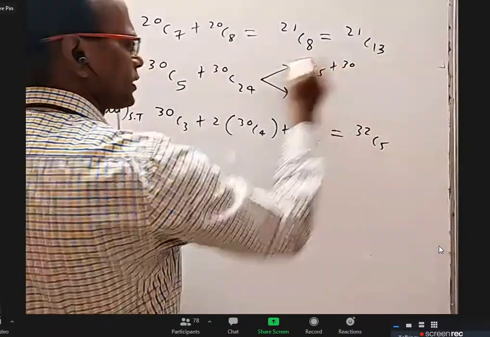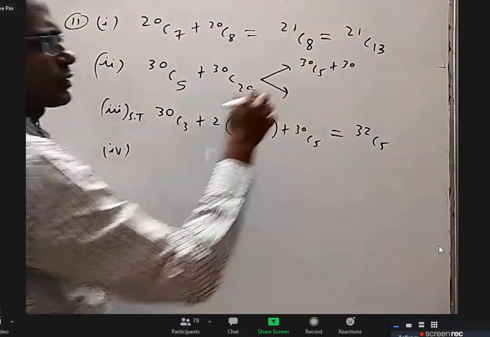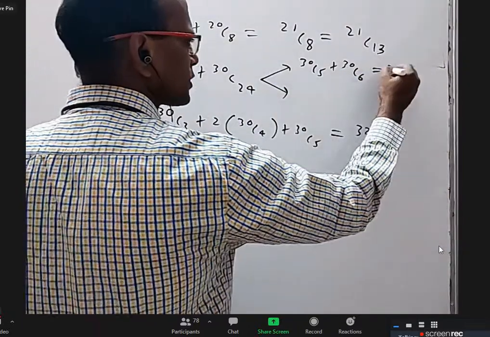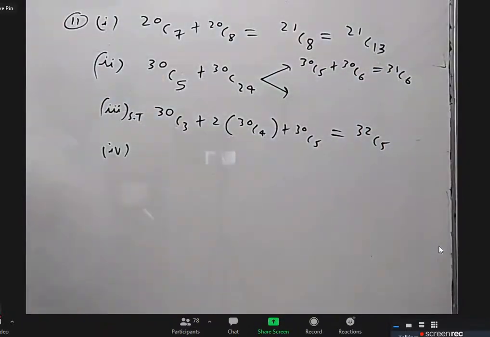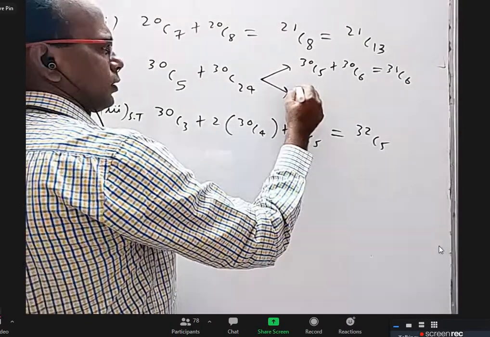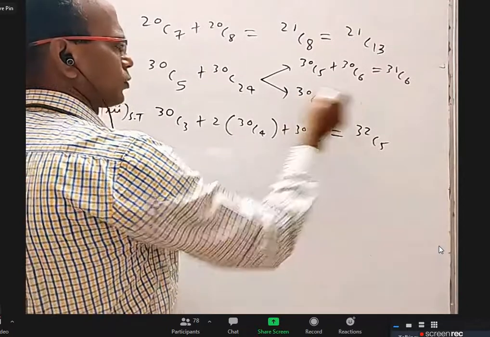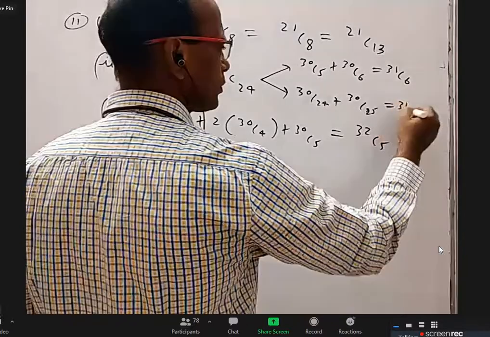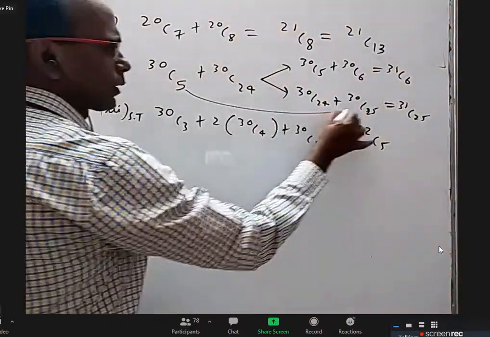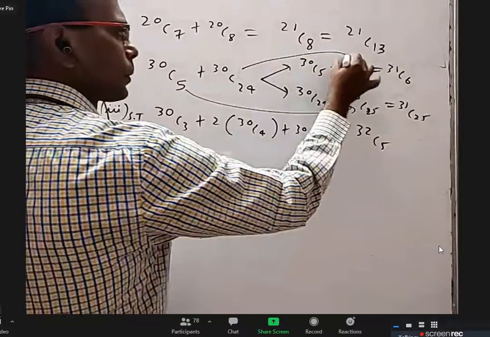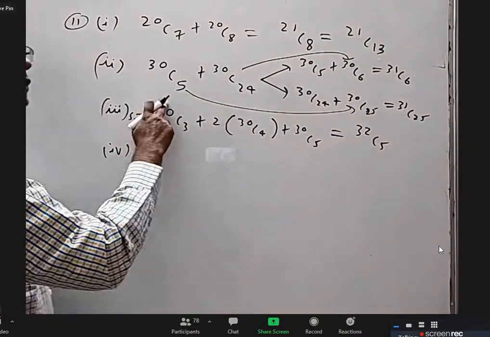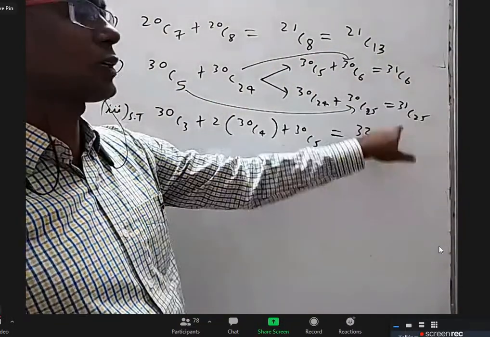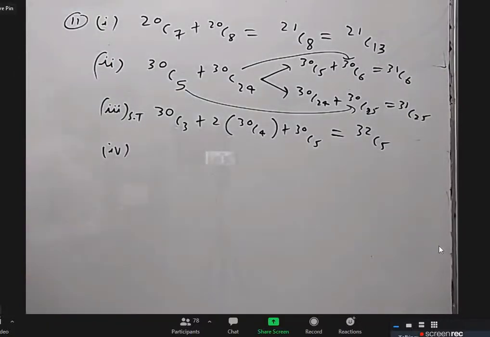30C5 plus 30C24: you can use NCR equal to NC(N minus R). It will become 30C6, then 31C6. Or you can write 30C24 and change this to 30C25, it will become 31C25. So you can change the second one or you can change the first one, using NCR equal to NC(N minus R). Either way is okay. The second one answer is 31C6 or 31C25.